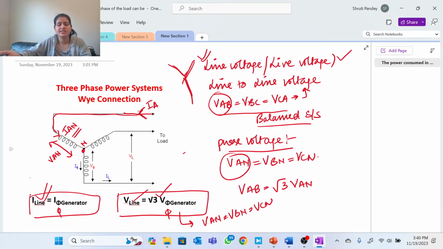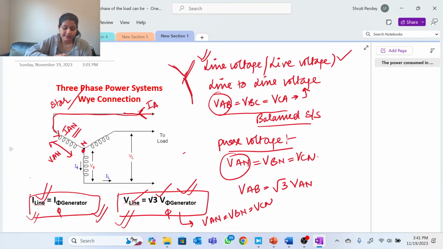So these are the basic two formulas which you need to remember while solving any question. In case of star connected or Y connected system, line voltage is equal to root 3 times phase voltage, and line current is equal to phase current.